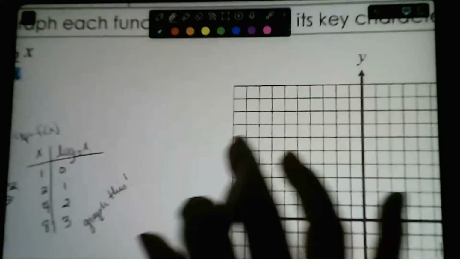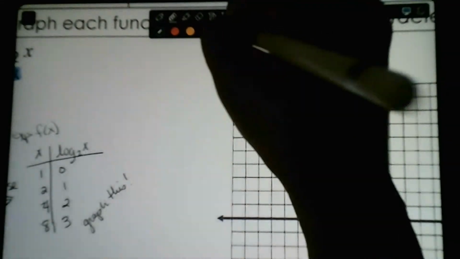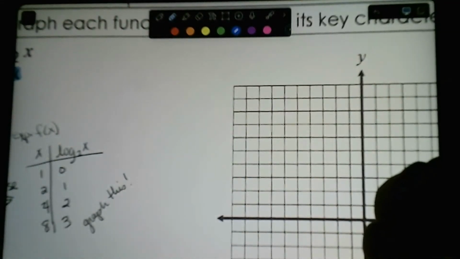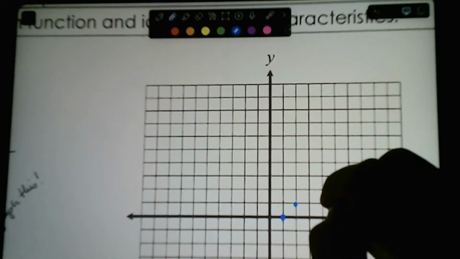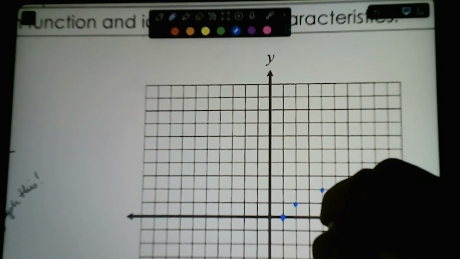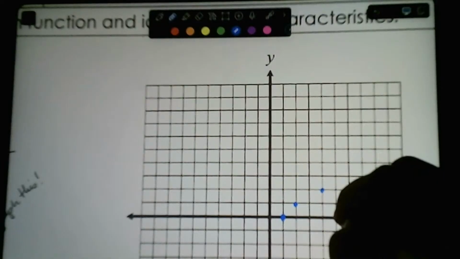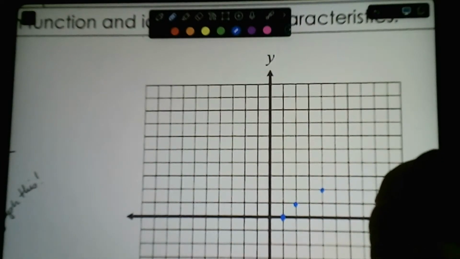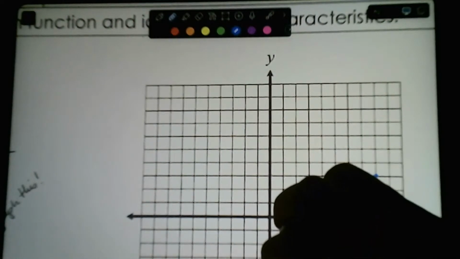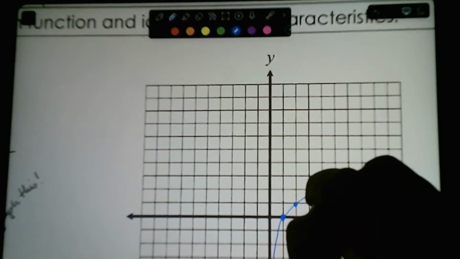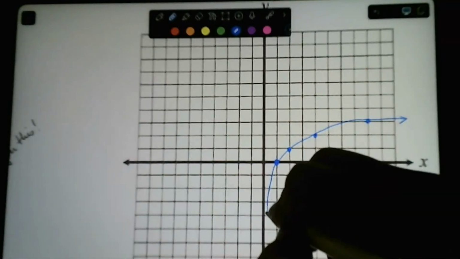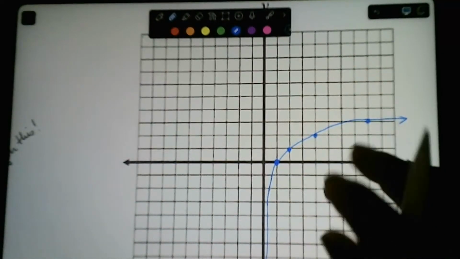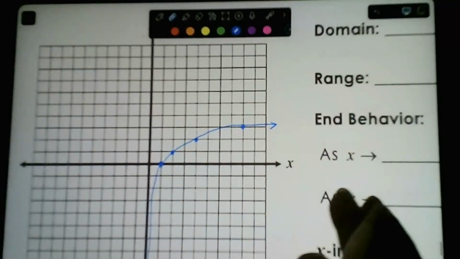All right, I'm gonna graph them. When x is 1, log is 0. When x is 2, it's 1. When x is 4, it's at 2. And when it's 8, it's at 3. There's my log graph.